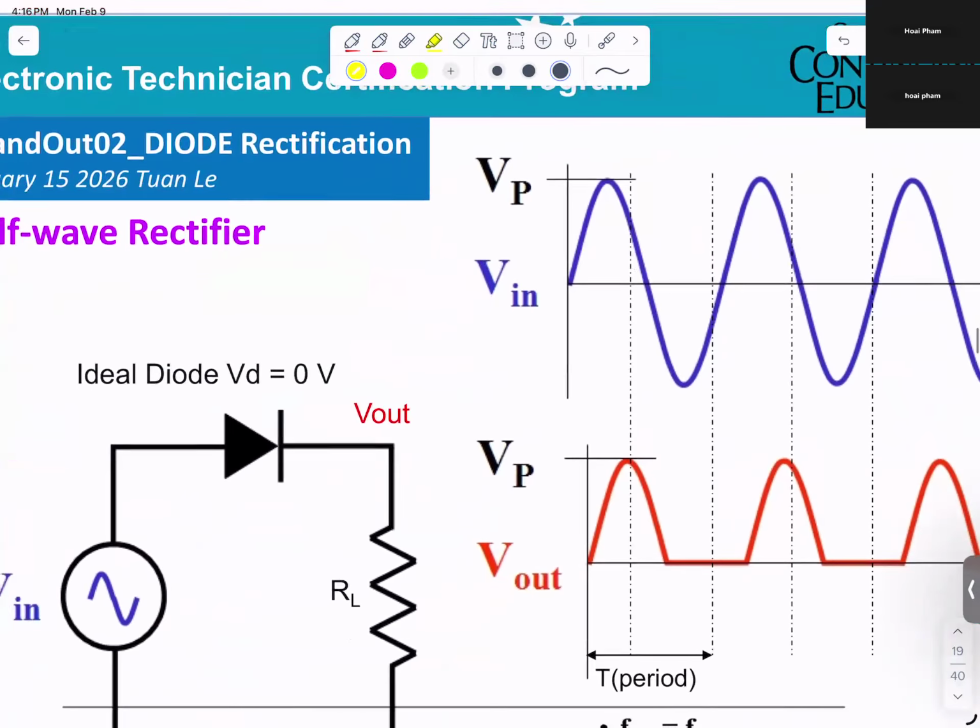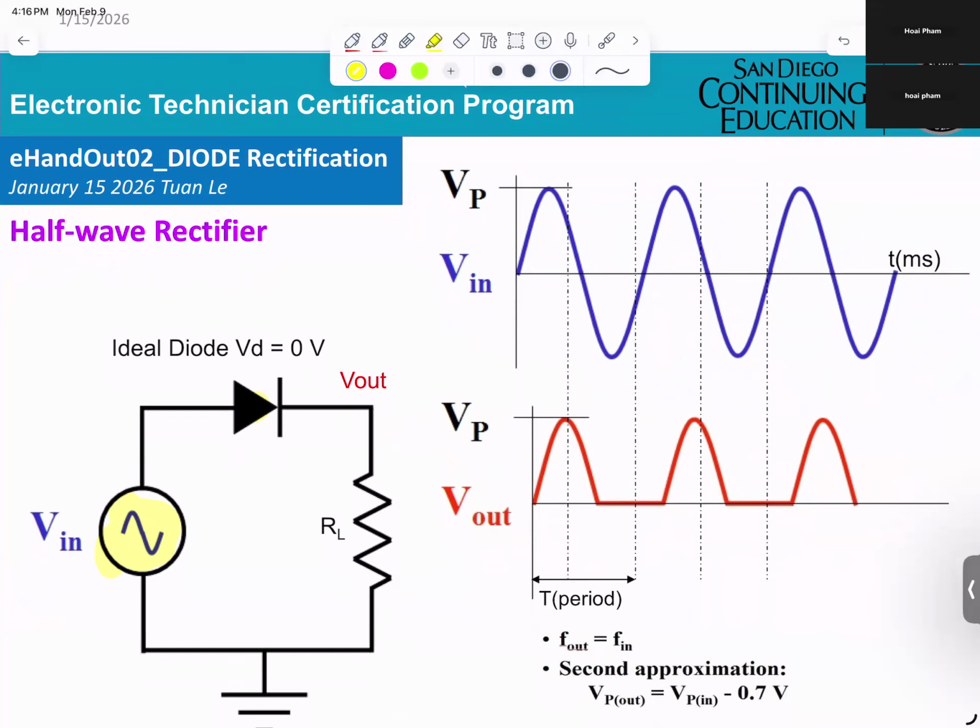Half-wave rectifier. Now they go into detail here. You get the input here. This is a diode, and these are the nodes. First thing you see is VE: positive, negative, positive, negative.